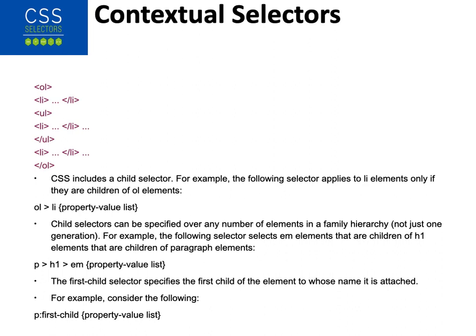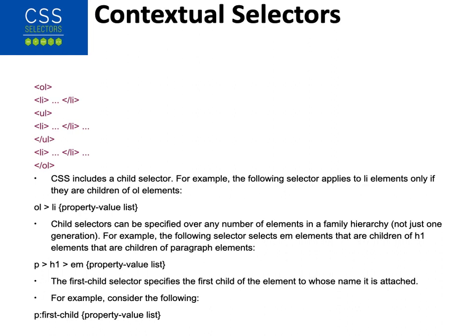The first child selector specifies the first child of the element to whose name is attached. First child, that is a particular style name. For example, consider the following p colon first child property value list. That means first child of p is having property value list. Who is the first child of paragraph tag? That particular child is only having this particular property value list.